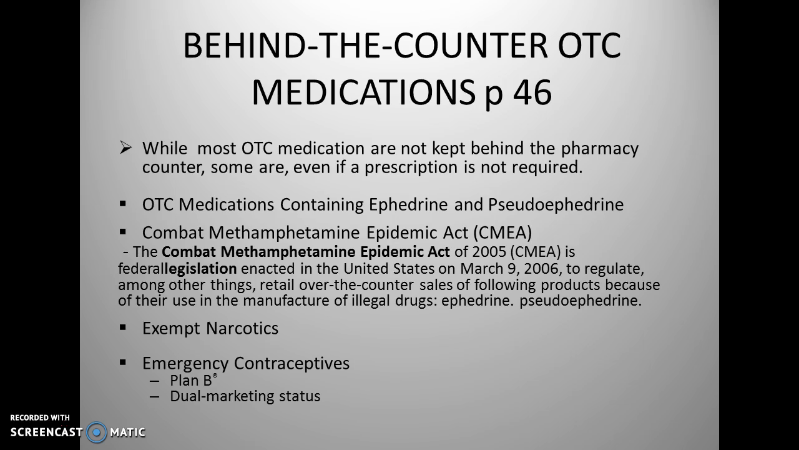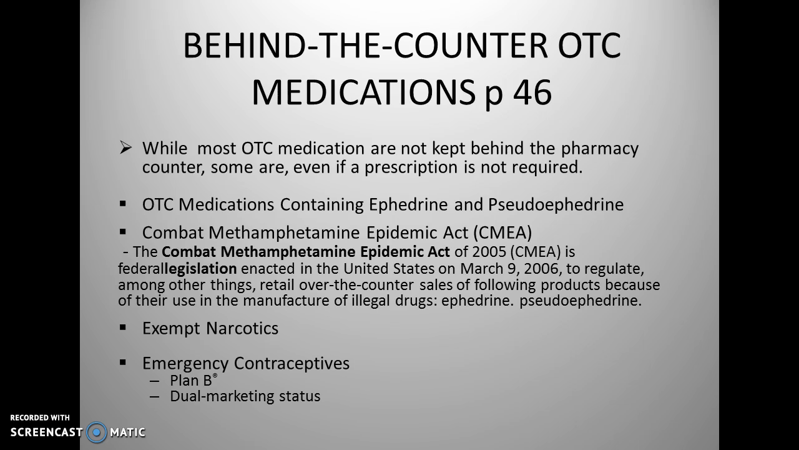We do have what are called exempt narcotics. These are medications that contain narcotic ingredients but can be sold by the pharmacist without a prescription to a person who must be at least the age of 18. Again, cough medicines that have codeine in them can be sold this way, with the discretion of the pharmacist.